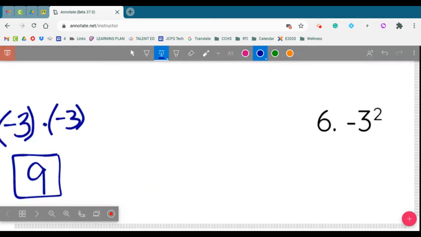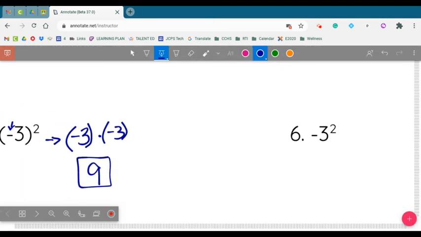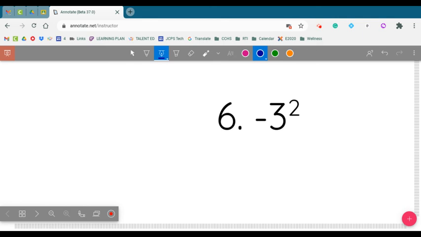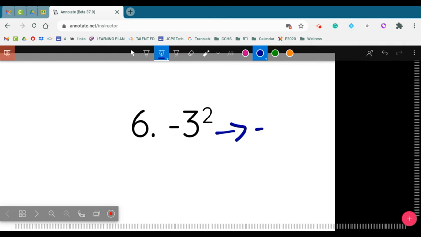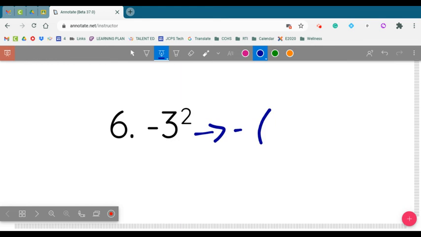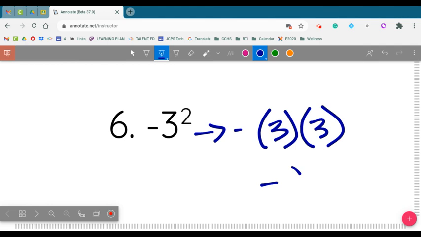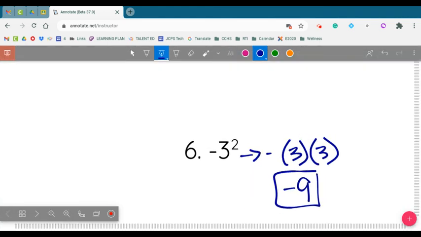Now, if it is not inside the parentheses, that negative is not attached to this 3. So this would be negative, and then you'd have 3 times 3. So your answer would be -9. You have to keep in mind, if it's inside the parentheses, it stays attached if you're multiplying it by itself. If it's not inside the parentheses, that negative is basically on the outside.